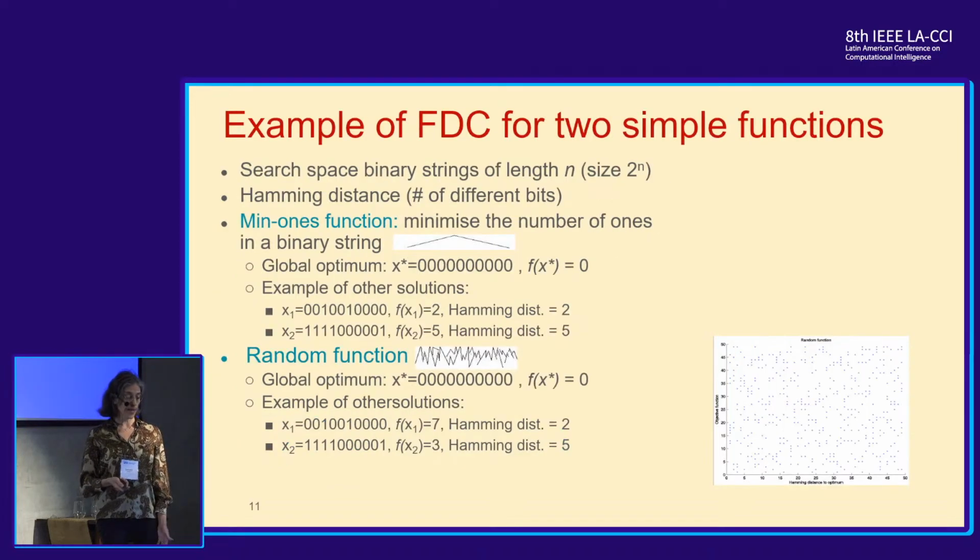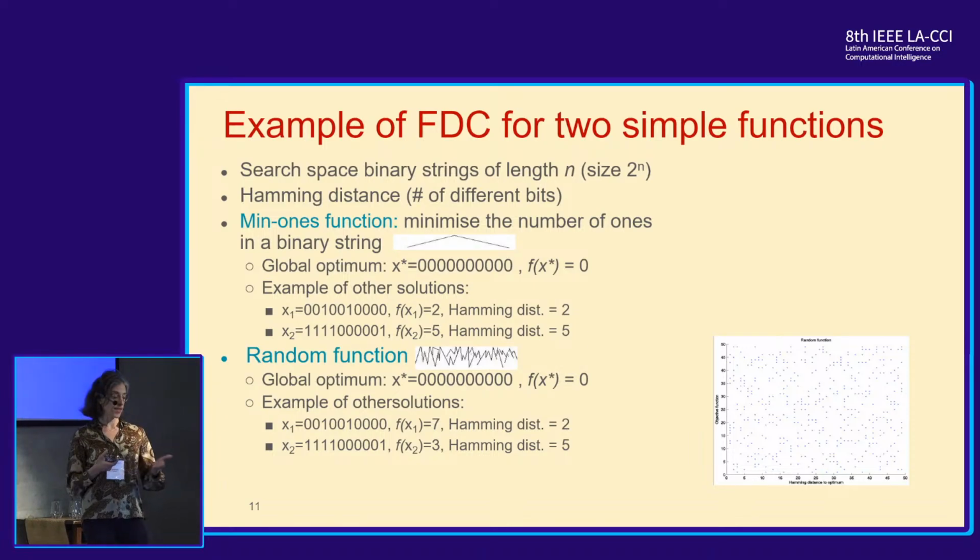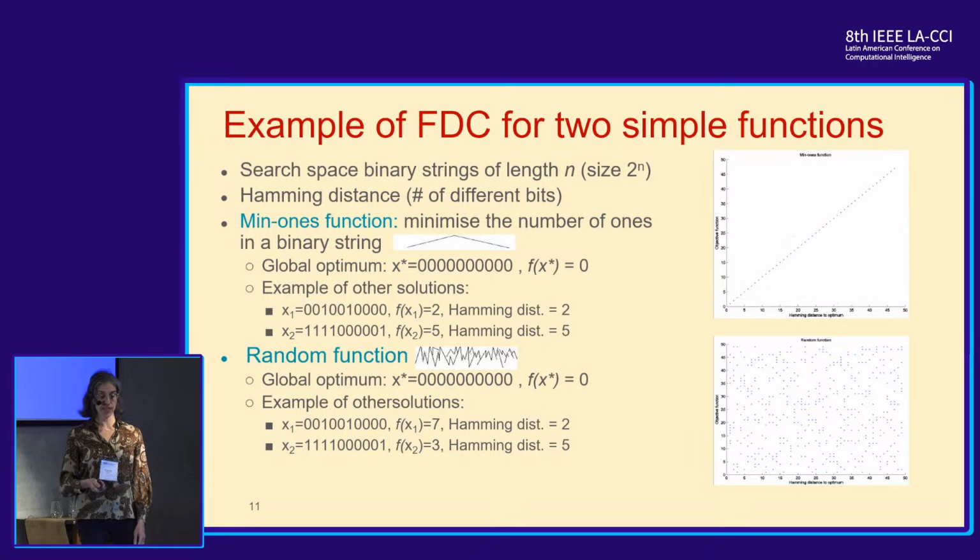So how does it work? Well, you can imagine it's relatively simple. I'm giving you a simple example on binary space. The easiest possible function is the mean one function, where you minimize the number of ones. This is a very smooth landscape. What you do is you generate a set of solutions, normally a random sample, and then you compute the fitness and the Hamming distance to the global optimum. So the fitness distance correlation plot for this mean one function will be a perfect correlation, right?